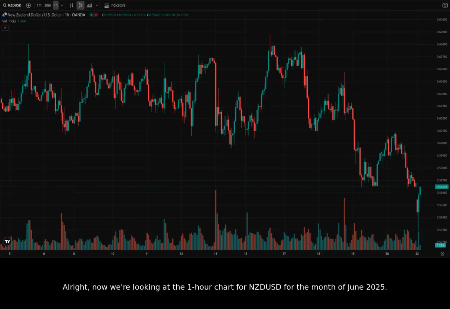Alright, now we're looking at the 1-hour chart for NZDUSD for the month of June 2025. We can see a lot more noise here, with many small fluctuations. The price seems to be bouncing between 0.595 and 0.608.